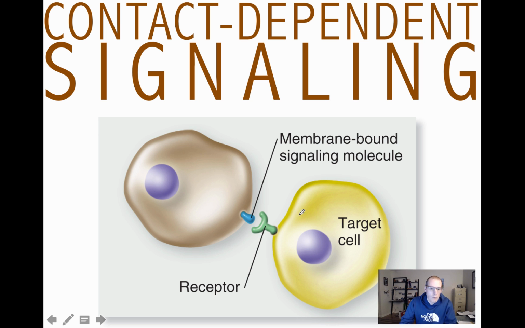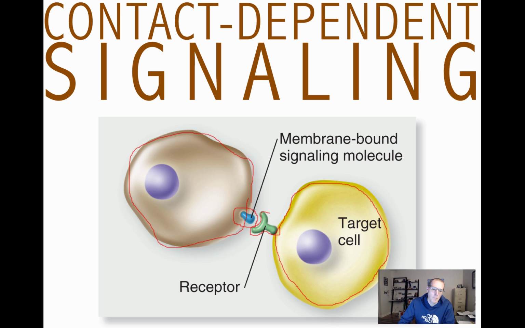Let's take a look at these two cells here. There's a cell on the left, in that ugly brown color, and it has a molecule on its surface, a signaling molecule. That could be a carbohydrate, a lipid, or probably a small protein on its cell surface. And this yellow cell is going to receive some information from the cell doing the sending, the cell with the blue signaling molecule, and the target cell receives that information using this receptor.